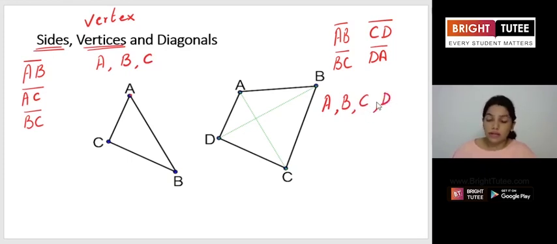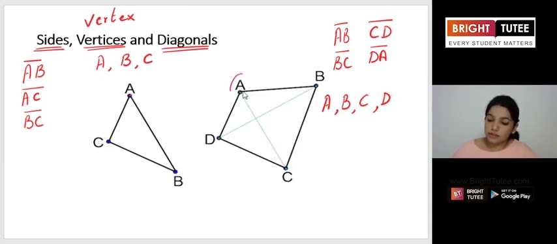Moving to the next one, that is diagonals. Now what is a diagonal? A diagonal is the line segment which joins a particular vertex to the vertex sitting next to its adjacent vertex. Let me say this again. See this particular figure here. Figure 2, that is a quadrilateral.